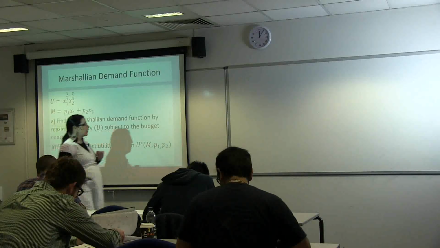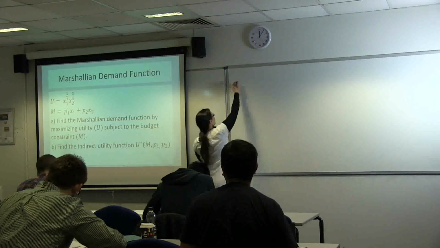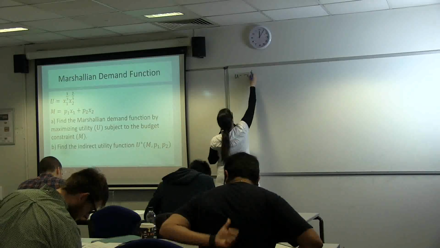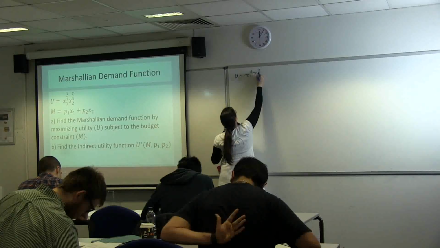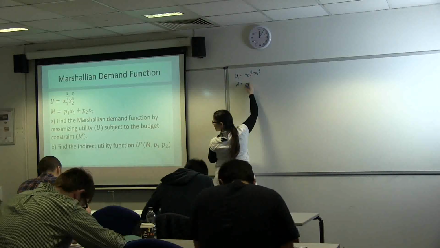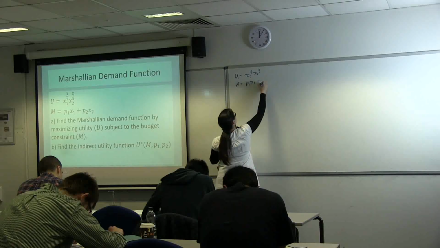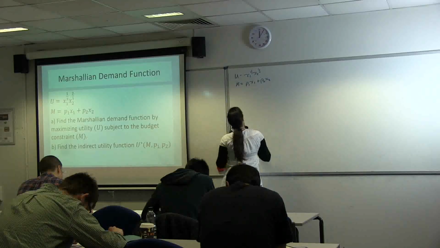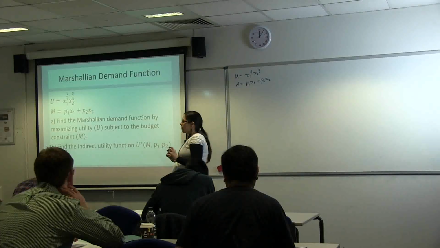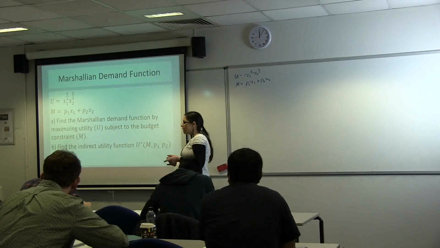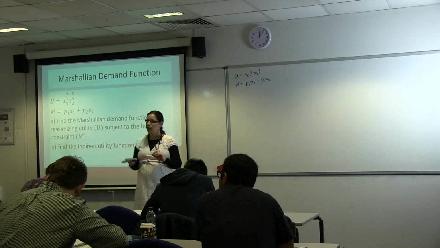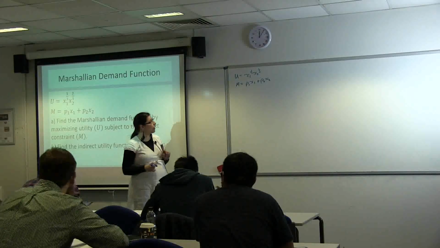So my utility is x1 to the 1/3 and x2 to the 2/3. And my budget constraint is P1x1 plus P2x2. So same budget constraint, slightly different notation. So find the Marshallian demand function by maximizing utility subject to the budget constraint of M. And then we need to again find the indirect utility.